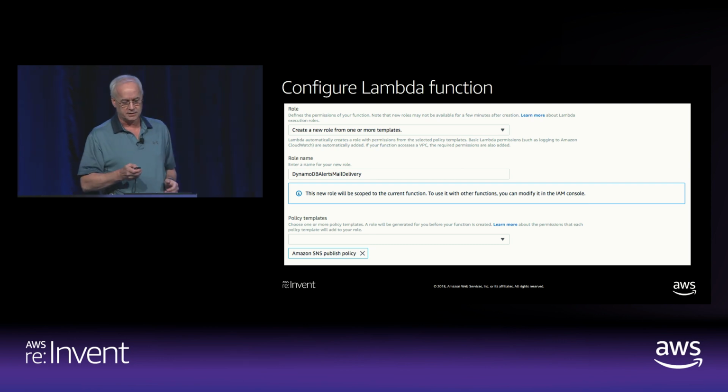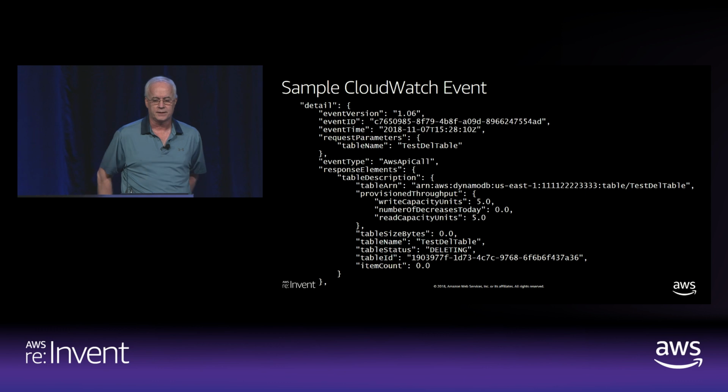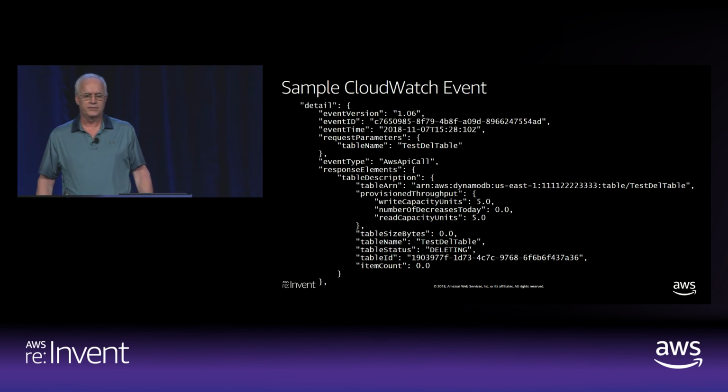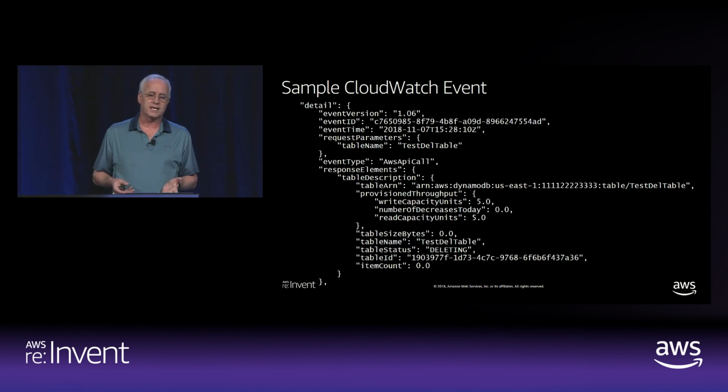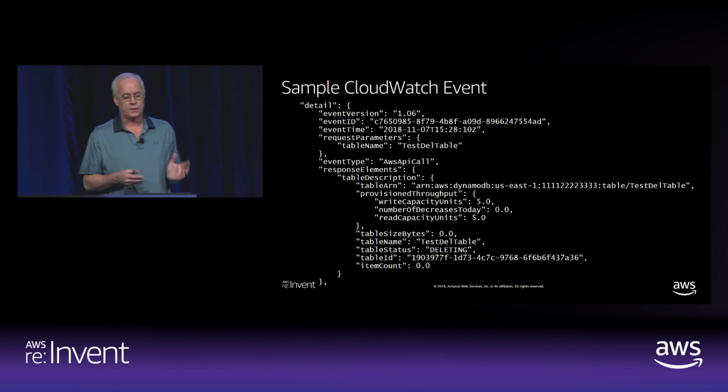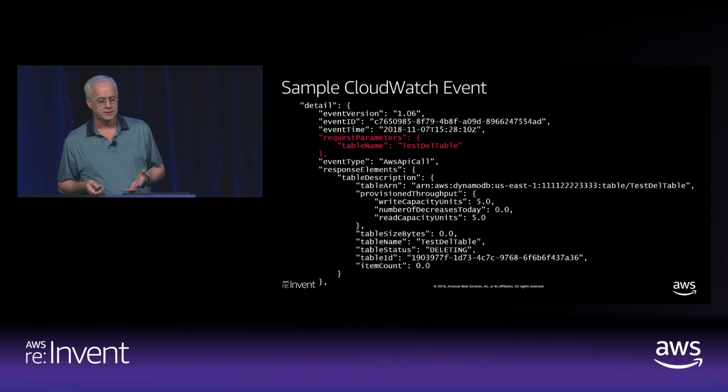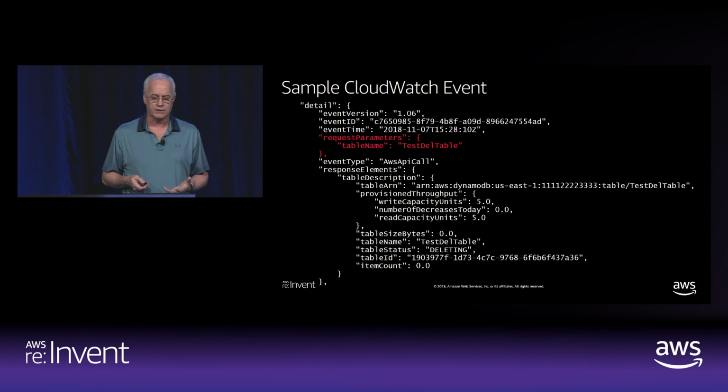But it's easier to just generate it this way by default. And before I go into the actual code, I'm going to show you a sample event. This is what comes from CloudWatch when they call your function. It has a detail section, and within the detail section, there's a section that has the request parameters, so you can see what was passed on the request.